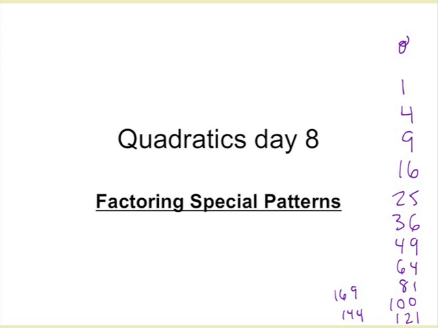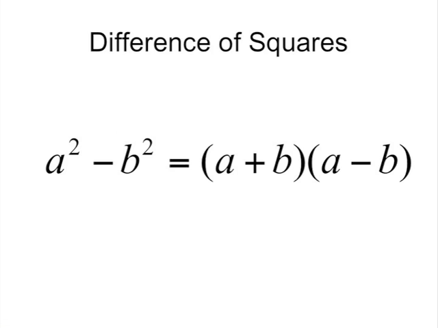It's a number that there is some number times itself that will give us that number. A nice clean whole number times itself gives us this number. And perfect squares are going to be important to us today in our special patterns. The first one, we're going to have 2 perfect squares, and they're going to be subtracted. This is called a difference of squares. It only works with subtraction. It doesn't actually work with addition.